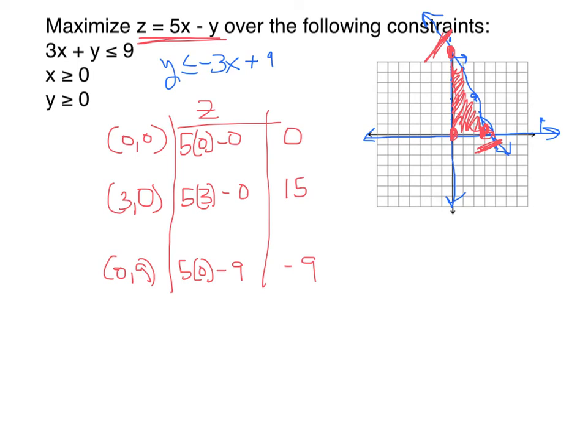So when I look at the values that my three corner points give me, since I want to maximize the objective function, that's the largest value, which is 15. And so in order to maximize the function, we maximize it at 3, 0, and the maximal value that we get is 15. If it had been a problem looking to minimize the function, it would be the 0, 9 and the negative 9. But since it wants to maximize the function, we go with the point 3, 0.